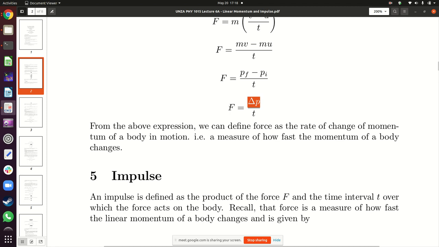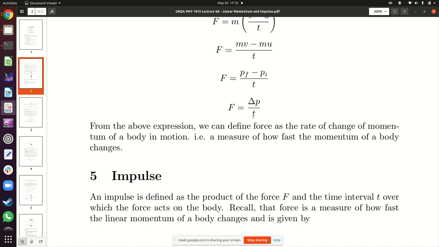So you can see that the resultant force F is given as the change in linear momentum divided by the time. Basically, this change in linear momentum divided by the time is a measure of how fast the linear momentum of an object is changing. If the linear momentum of an object is changing, then that shows you that there is a force acting on this particular object. If there is a force acting on an object, then that object is going to undergo a change in linear momentum. If there is no force, then there's going to be no change in linear momentum.